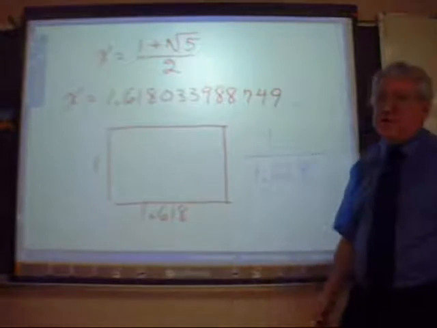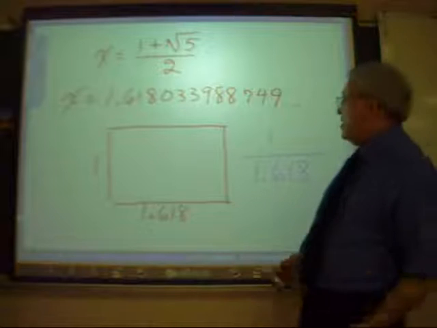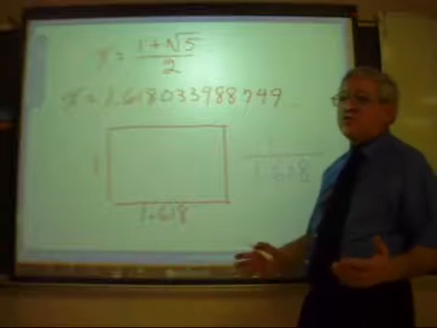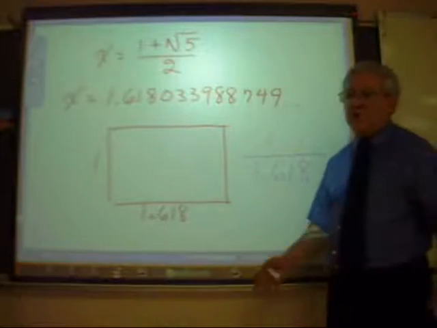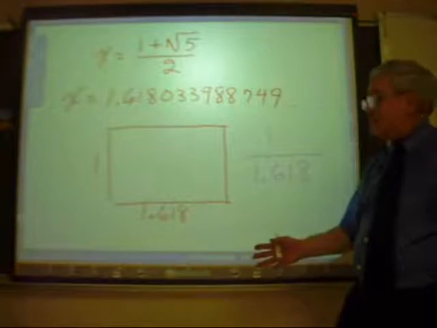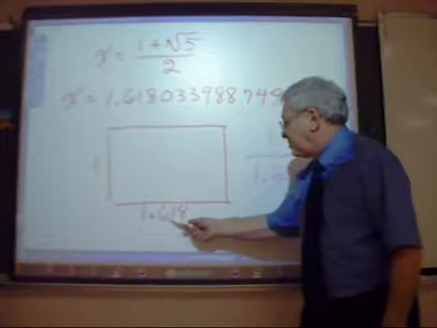1.618 is certainly good enough for most of our purposes. So that tells us that the ratio of the sides of the rectangle that will look the most pleasing, the best of all possible rectangles, the easiest to look at, the nicest, is 1 to 1.618.